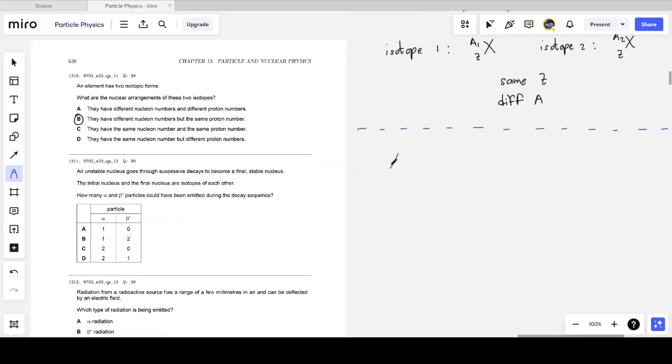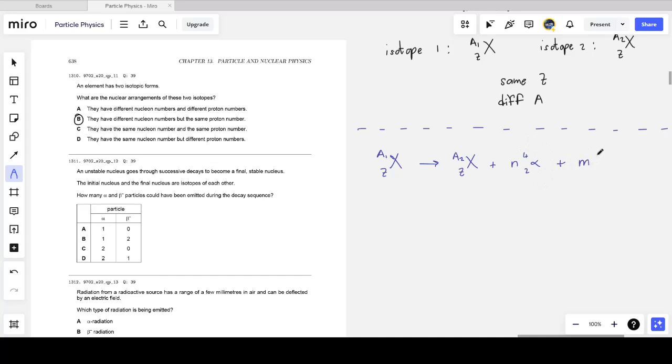So I have an unstable nucleus. I'll call this nucleus X, whatever this atom is. It has a number of protons Z and a nucleon number A1. It then becomes another atom, but it's an isotope of the original atom, so I'm still going to use the symbol X, with the same number of protons but a different nucleon number because it's an isotope. And I'm going to say there were n alpha particles. An alpha particle has a proton number of 2 and a nucleon number of 4 because there are 2 protons and 2 neutrons, giving 4 nucleons.